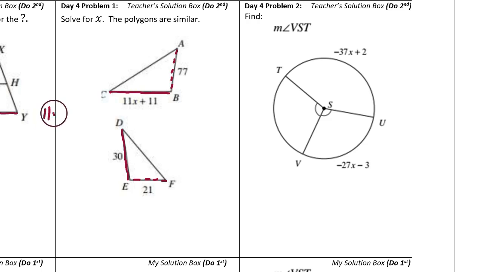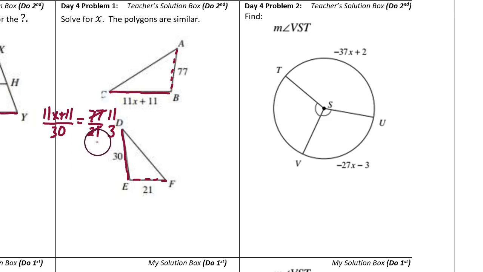The 11x plus 11 corresponds with the 30. And the 77 corresponds with the 21. Before I solve this, I'm going to reduce the fraction on the right just to make it a little bit smaller. Top and bottom both divide by 7, leaving 11 over 3. Next, I can solve this with cross multiply or by looking for a pattern.